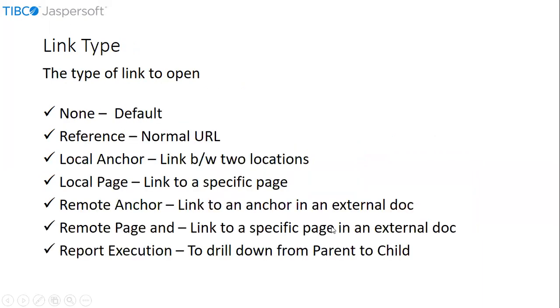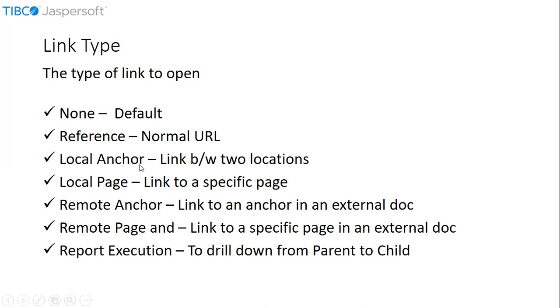Now what is link type? The link type property specifies the type of link to open in a report. Jaspersoft provides 6 different types for the link type property. They are reference, local anchor, local page, remote anchor, remote page, and report execution. The reference option is used to navigate to a specific website, or it can be used to open a normal URL.